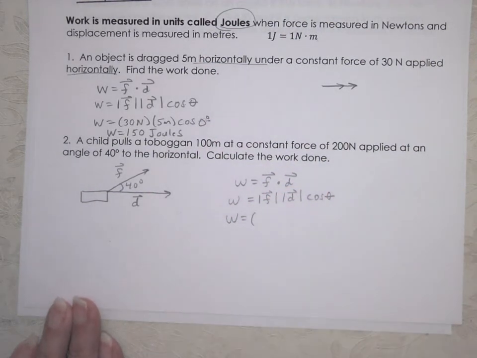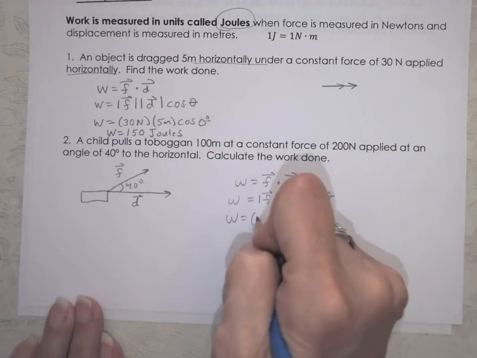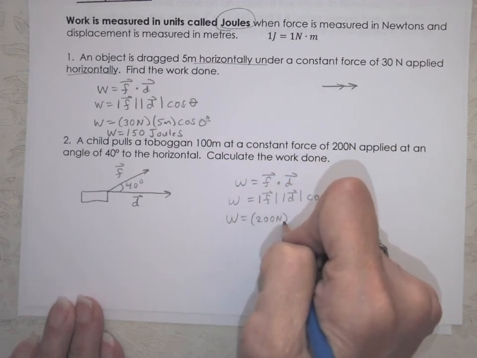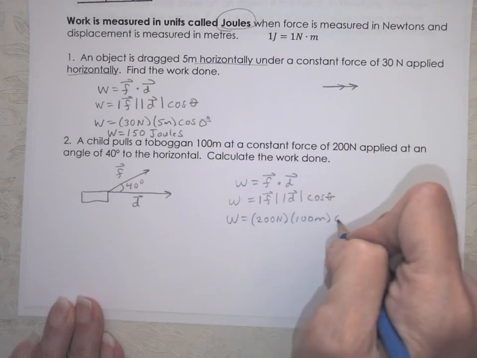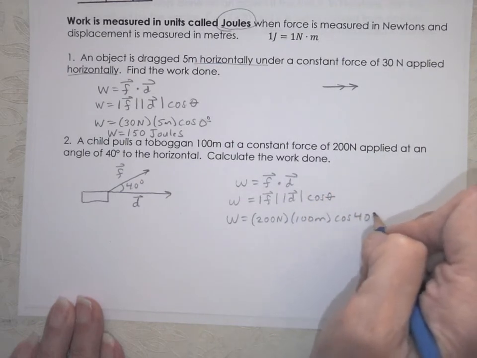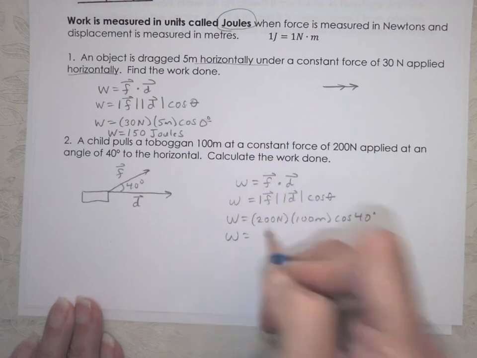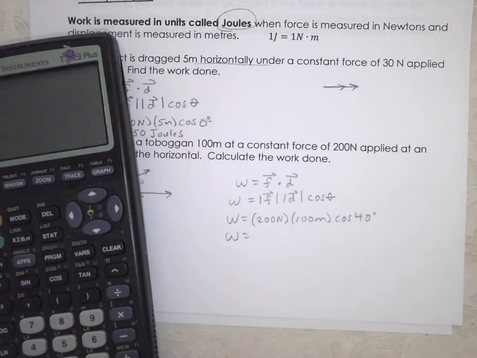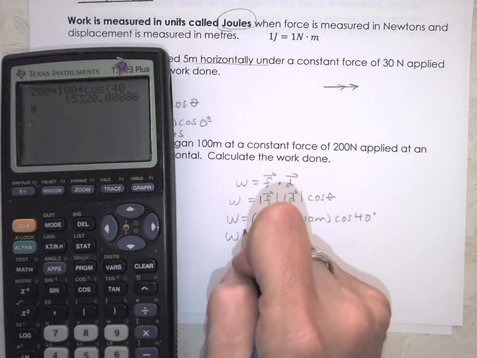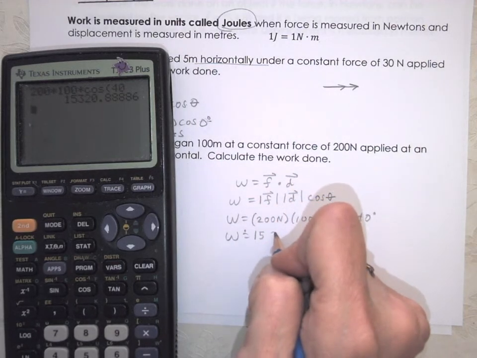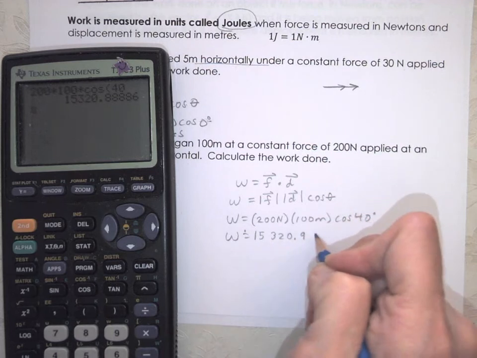So the magnitude of the force is 200 newtons. The magnitude of the displacement is 100 meters. And the angle between them when they're tail to tail is 40 degrees. And then I can do that calculation in my calculator. So 200 times 100 times the cos of 40 is approximately 15,320.9 joules.